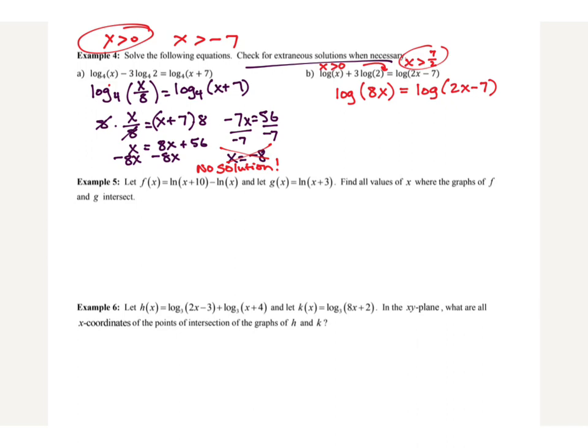So now I can drop the logs. 8x is equal to 2x minus 7. Okay, so now you subtract 2x, and 6x equals -7. Which is too small, it's not a solution. No solution.